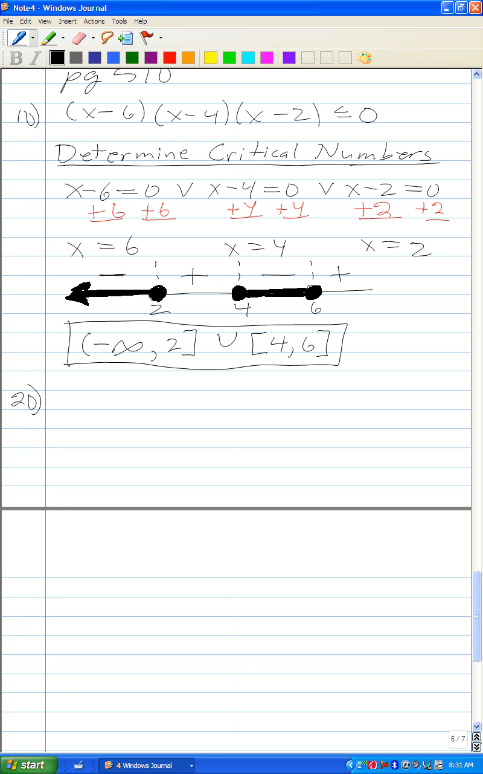x plus 1 over x minus 4 less than or equal to 0. So this is already in factored standard form. So let me determine my critical numbers.